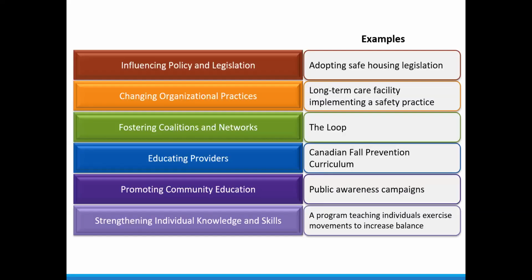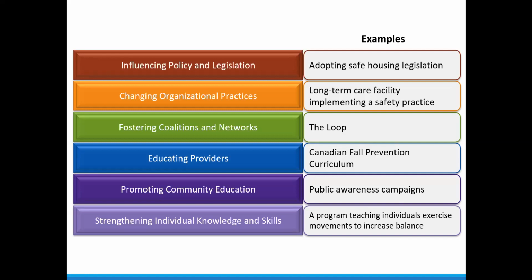So in the next slide, we provided some examples of the spectrum level using falls prevention. We will be focusing mostly on policy and legislation level, and we will explain how these levels interact with each other's level. So if we look at strengthening individual knowledge, we have a program teaching individuals exercise movement to increase balance. We've moved up to promoting community education, and that could be a public awareness campaign. Educating providers could be the Canadian Fall Prevention Curriculum.